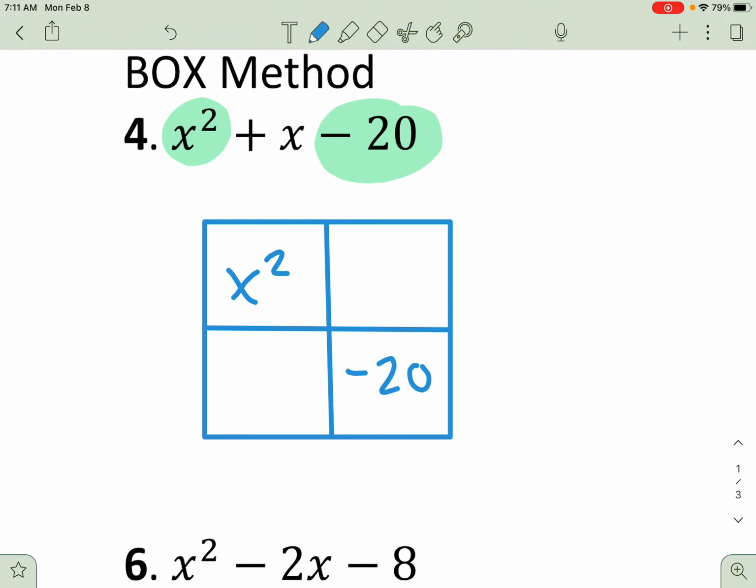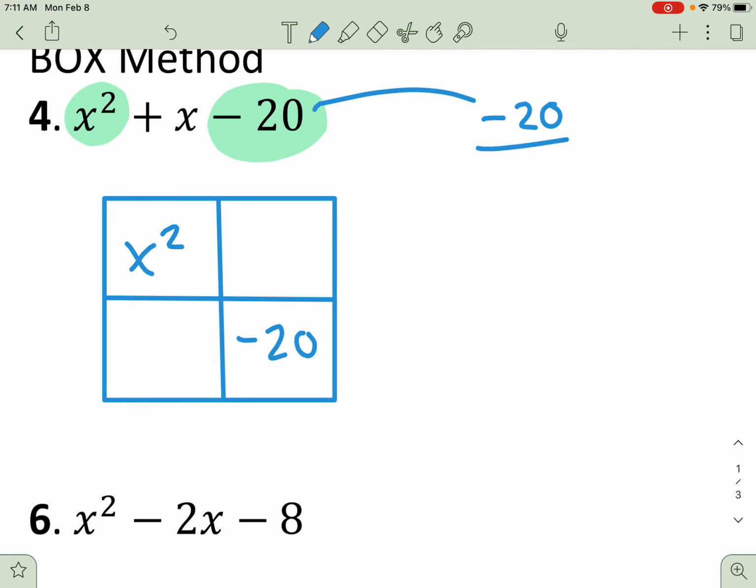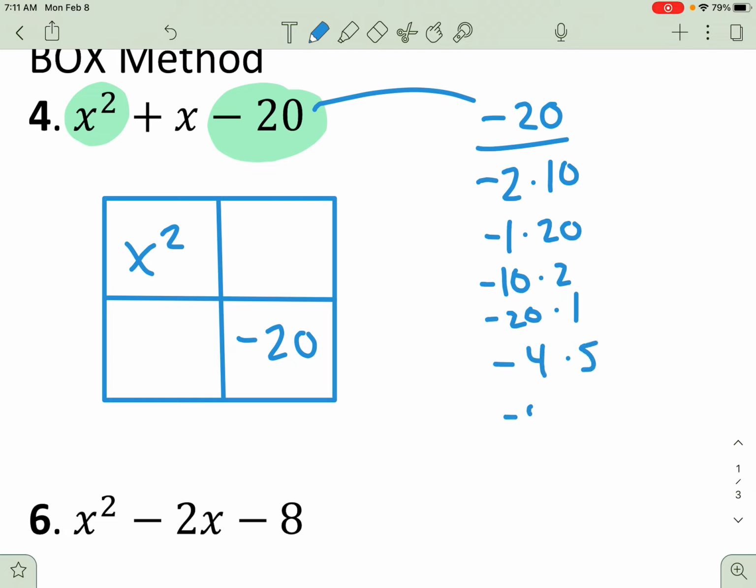Okay, well, now to figure out the middle term, we know it has to be something that simplifies to positive 1. So what we're going to do is take this negative 20 off to the side again and say, what are the factors of negative 20 that would give us a positive 1? Well, you have a negative 2 times 10, that won't work. Negative 1 times 20, that won't work. Negative 10 times 2, that won't work. Negative 20 times 1, still won't work. But one of these will. Which one gives us a positive 1? It'd be this one, right? So that tells us this would be a negative 4, and this would be a positive 5.